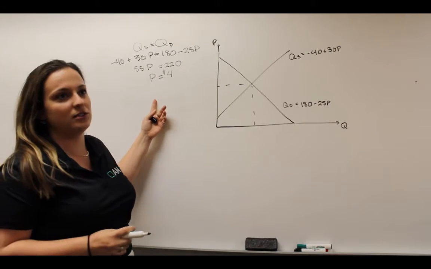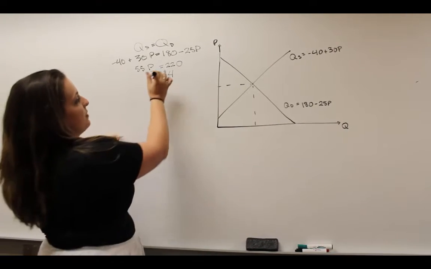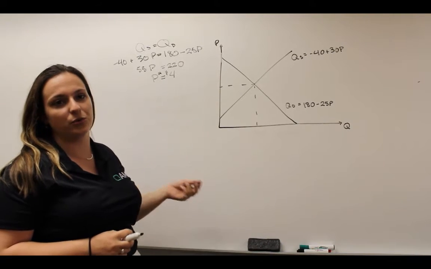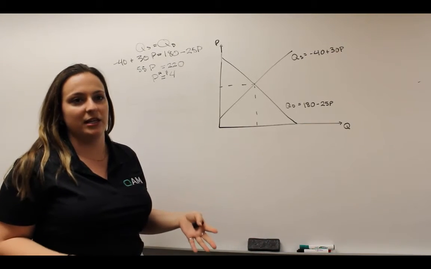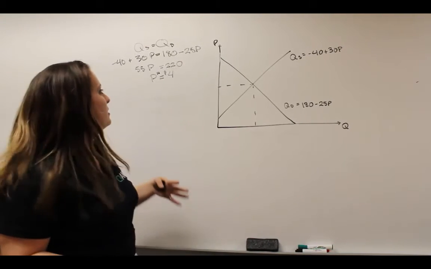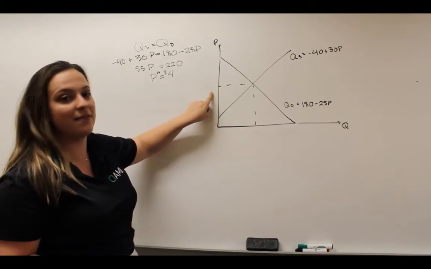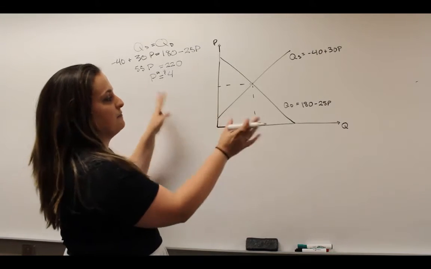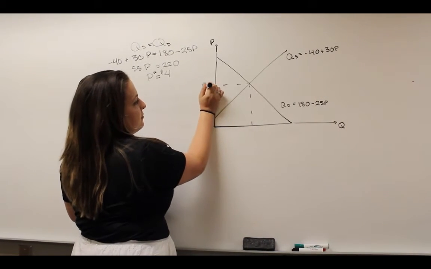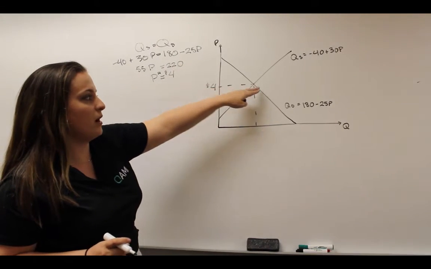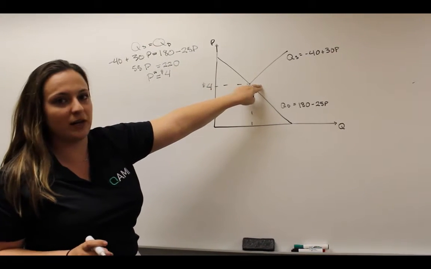Another notation we're going to use here is the asterisk with the p. We call this p star, and p star denotes the equilibrium price. This is just a common notation in economics. So now that we have our p star, we're going to add that to our graph so we can visualize it. So we have 4 here. And remember, this is the price where quantity supplied intersects quantity demanded.